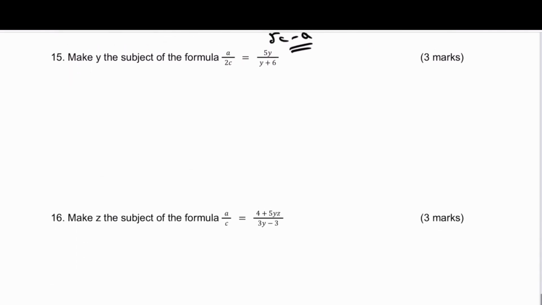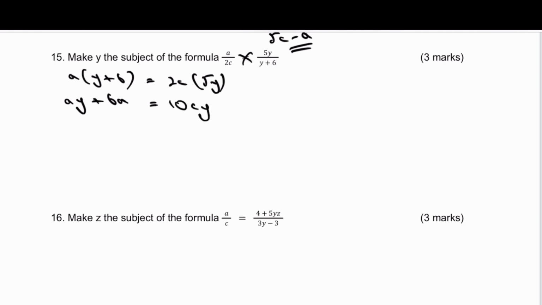Okay, so let's move on then to question number 15. Question number 15, I'm going to cross multiply again, just getting a little bit trickier. I've got a times y plus 6, and that equals 2c times 5y. So let's expand that out. I get ay plus 6a equals 2 times 5 is going to be 10cy. Okay, so I've got two terms. Both terms containing y are ay and 10cy.